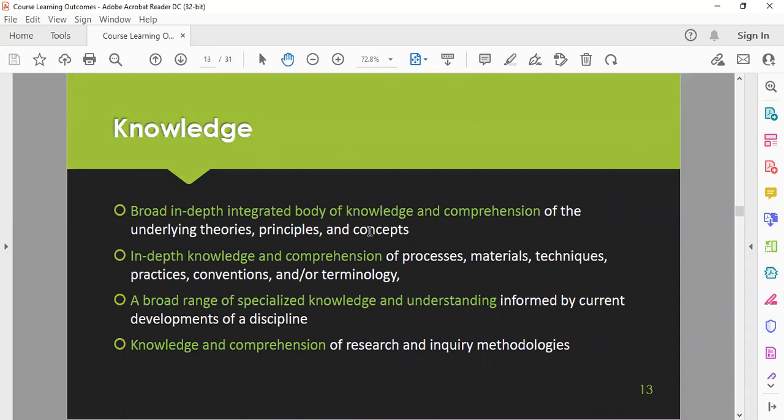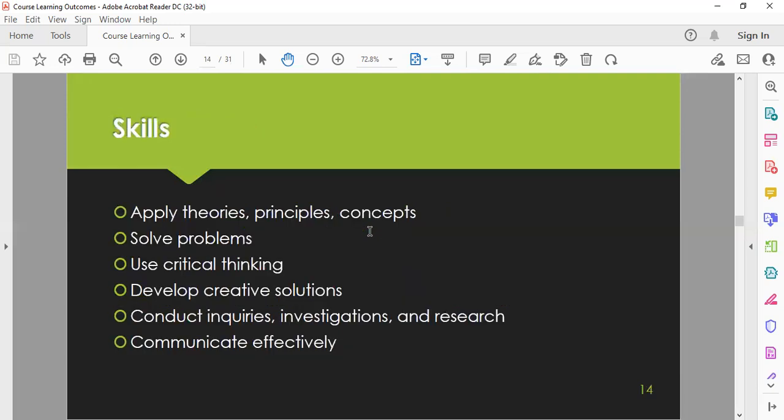We don't expect much from our students in such a course, so we have the course without some adjectives. But in the previous one, when we talk, for example, about knowledge of concepts and terminologies in phonology, in phonetics, in morphology, we might use broad range of specialized knowledge and understanding, in-depth knowledge and comprehension, and so on. So depending on the level, we can choose the proper adjectives or modifiers.